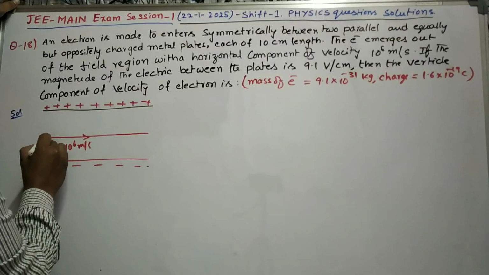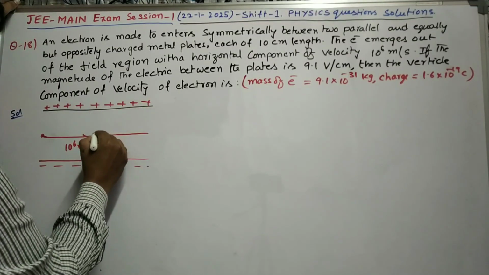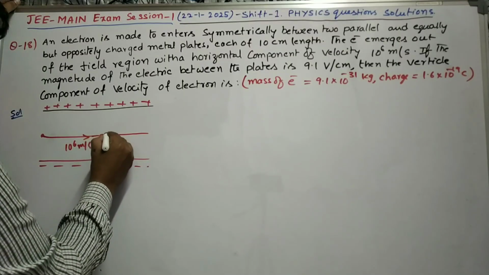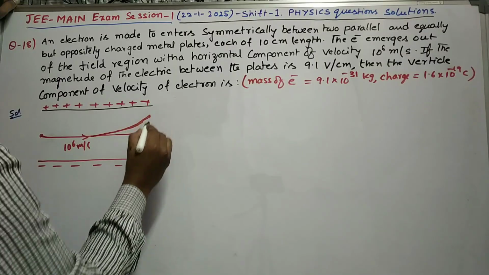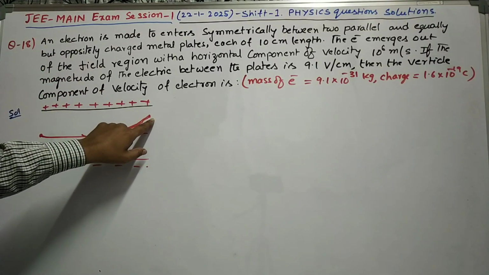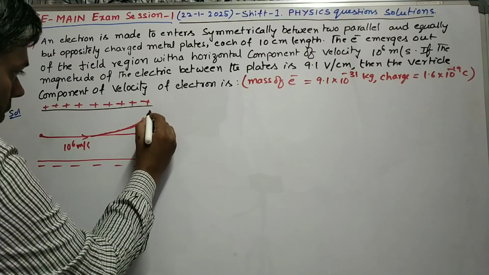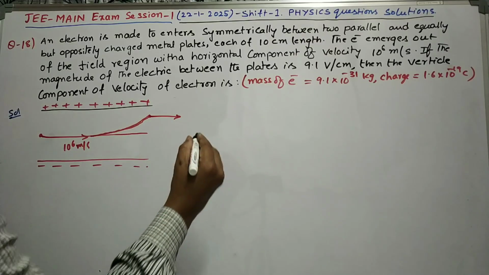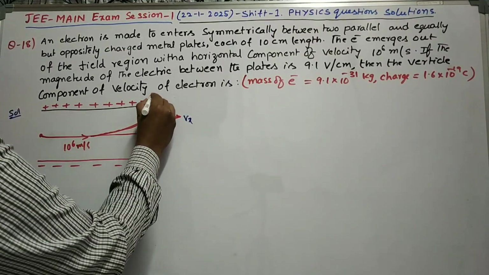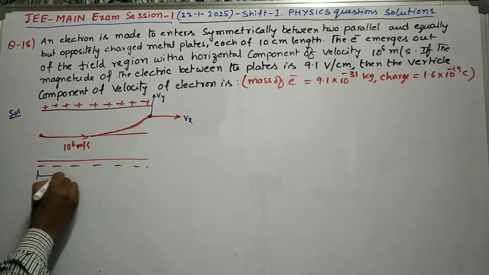But actually, when the electron is accelerating through this electric field, due to the positively charged metal plate, it deviates from its actual path in this fashion. So he is asking what is the vertical component of velocity. At this point when it emerges out, the velocity is resolved into two components: one is called Vx and one is called Vy.